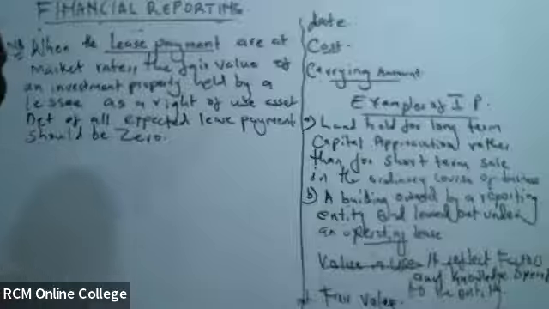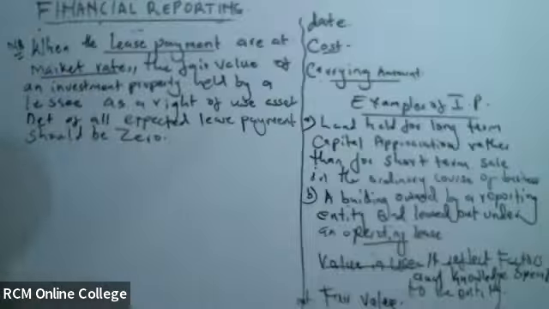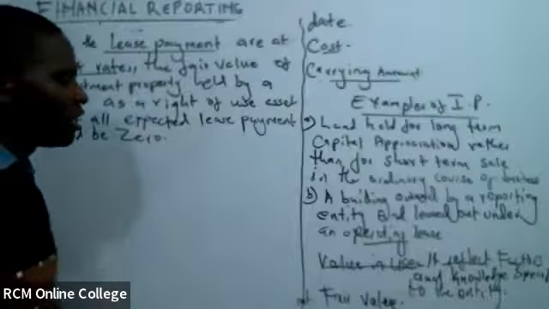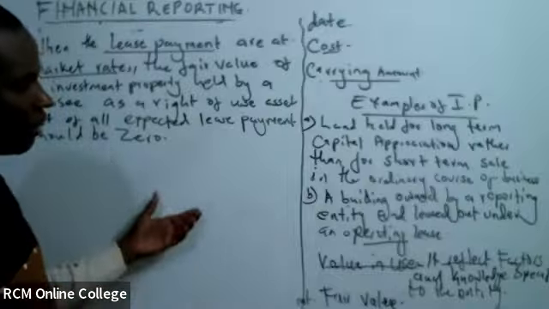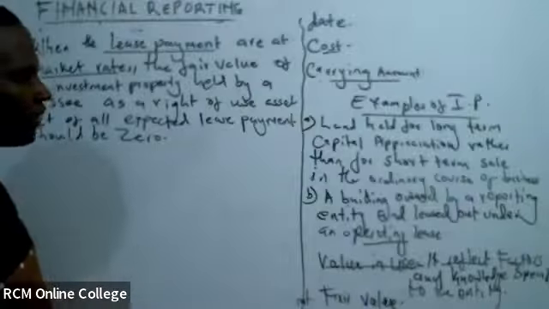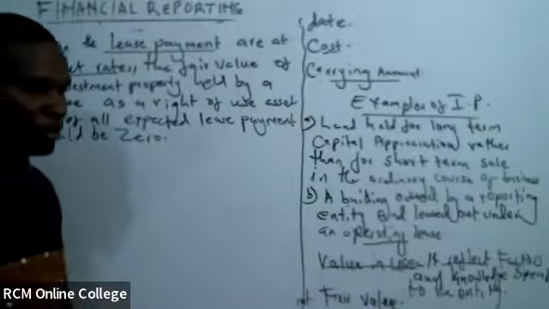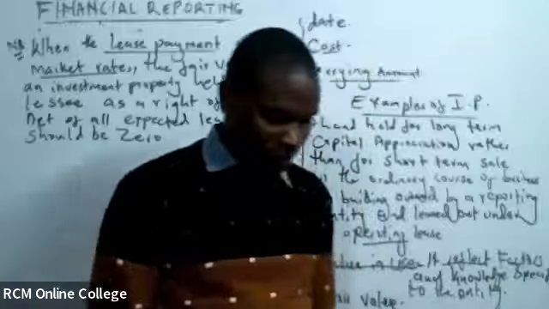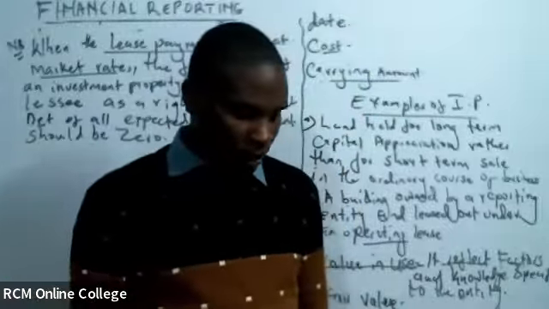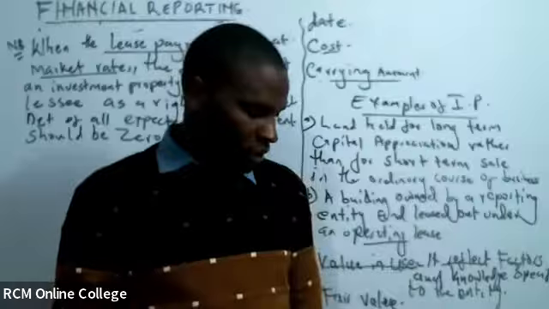So when the lease payments are at market rates, the fair value of an investment property held by RC as a right of use asset, net of all expected lease payments, should be 0. That's an NB as far as the fair value and the market value are concerned. So one is in regard to the market knowledge and factor. The other one is in regard to the entity, knowledge, and factor.